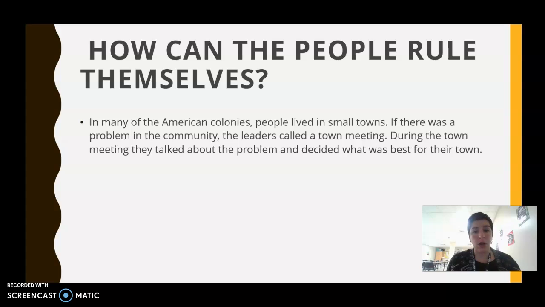In many of the American colonies, people lived in small towns. If there was a problem in the community, the leaders would call a town meeting. During the town meeting, they talked about the problem and then decided what was best for the town. Okay, so in small towns, if everyone is able to get together and talk about the issues and then come up with a solution, that works well. As population grows, that has to change a bit.